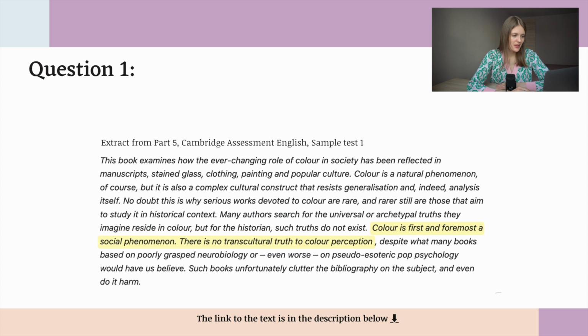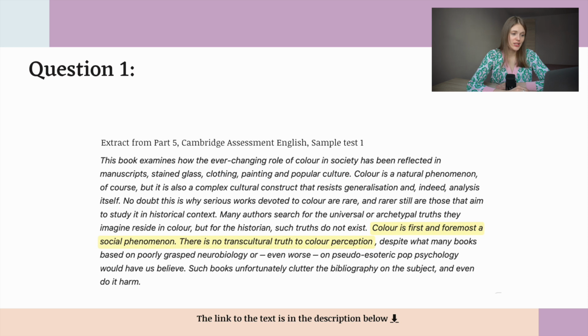Here it goes. Color is first and foremost a social phenomenon. There's no transcultural truth to color perception. This statement suggests that the perception and significance of color are primarily shaped by social and cultural factors and are not universal, or, as the text says, transcultural, where the prefix trans means across, which implies that the perception of color is not cross-cultural, but unique for every culture.